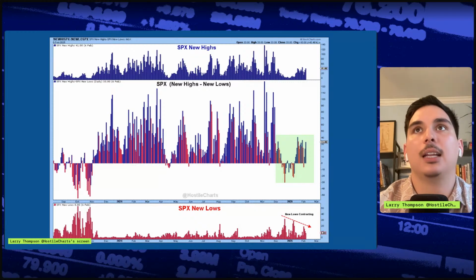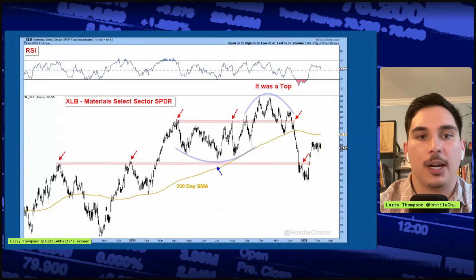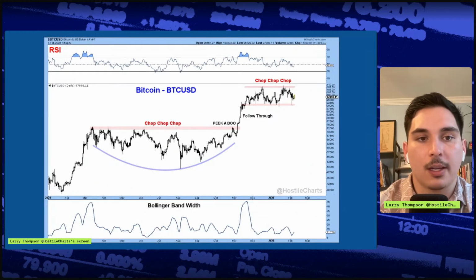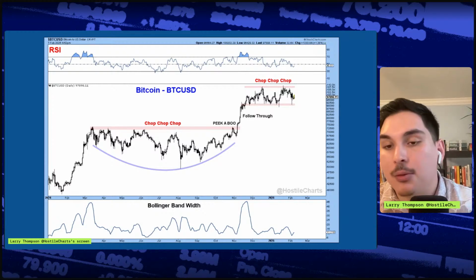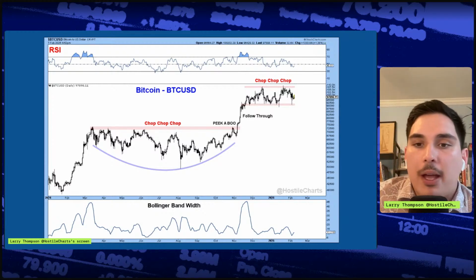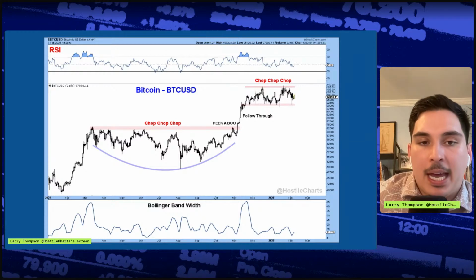The other chart I'll highlight here real quick, right? Let's take a look here at Bitcoin. Bitcoin's just chopping sideways, and this is just kind of what the market's doing. So we want to wait for these resolutions, have some patience, watch some football this weekend.